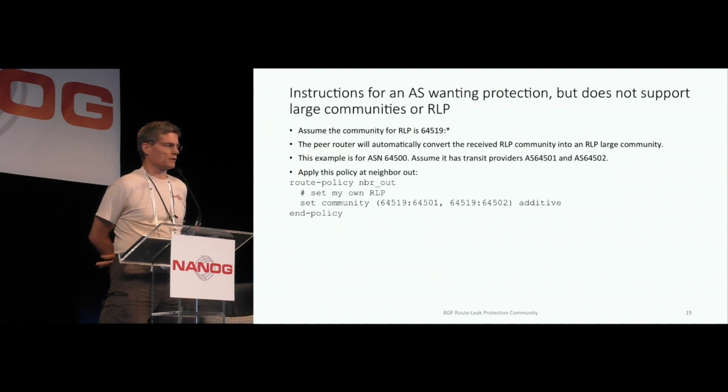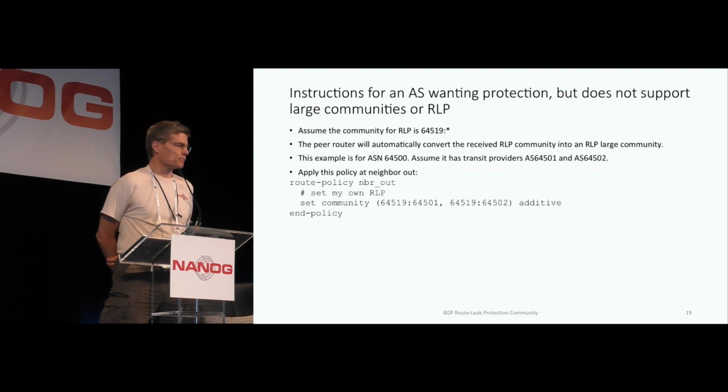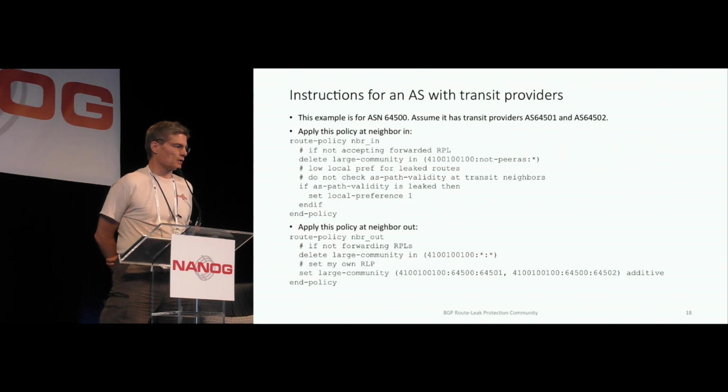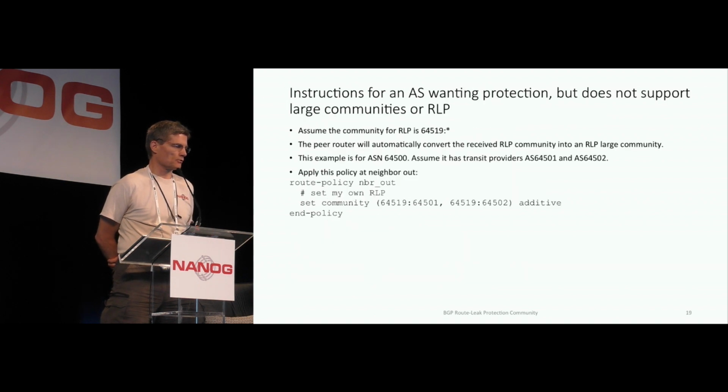Okay, so this one is just for a customer who's requesting route leak protection for his routes. So he just, on his neighbour out policy, says set these communities. So this is one for just setting communities. Set large community will be the same as the bottom one here. So set community is that one. But that only works for 16-bit ASes, and it cannot be passed on to your neighbours.